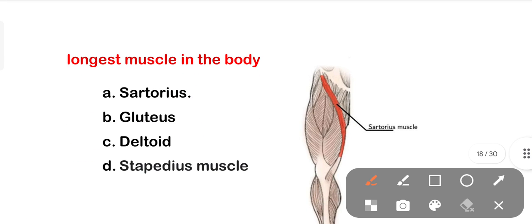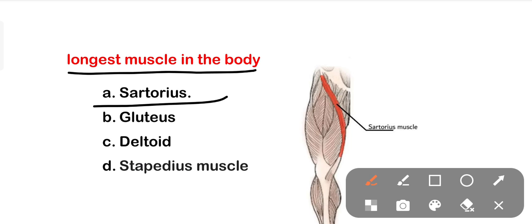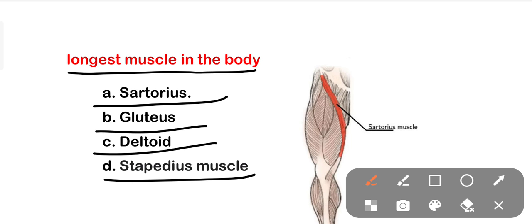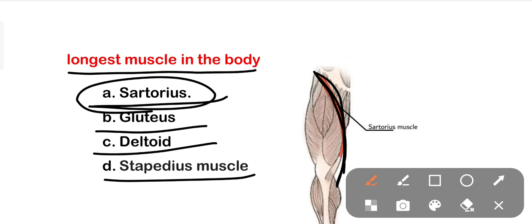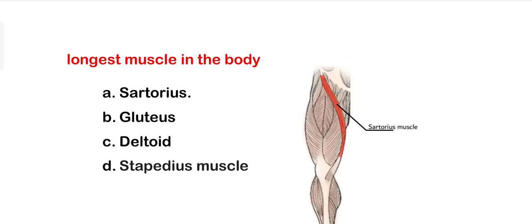The next one is the longest muscle in our body. Option A, sartorius, option B, gluteus, option C, deltoid, option D, stapedius. The right one is the sartorius. The sartorius muscle is the longest muscle in the human body.